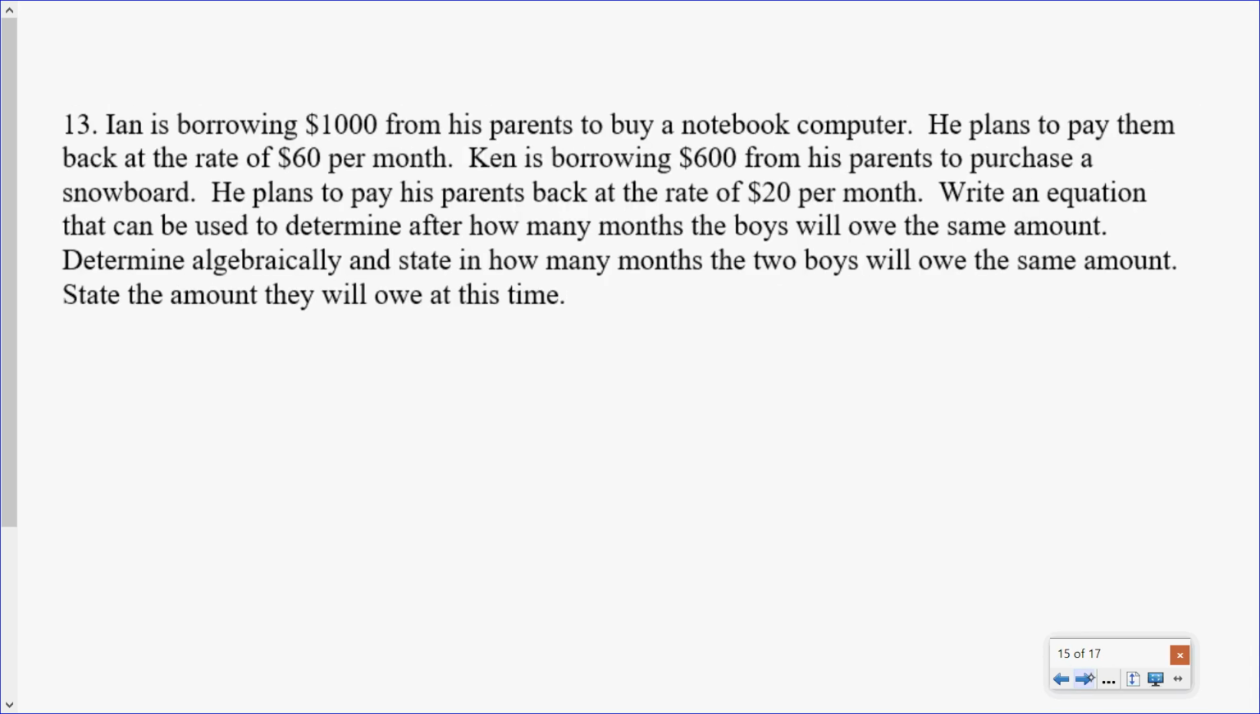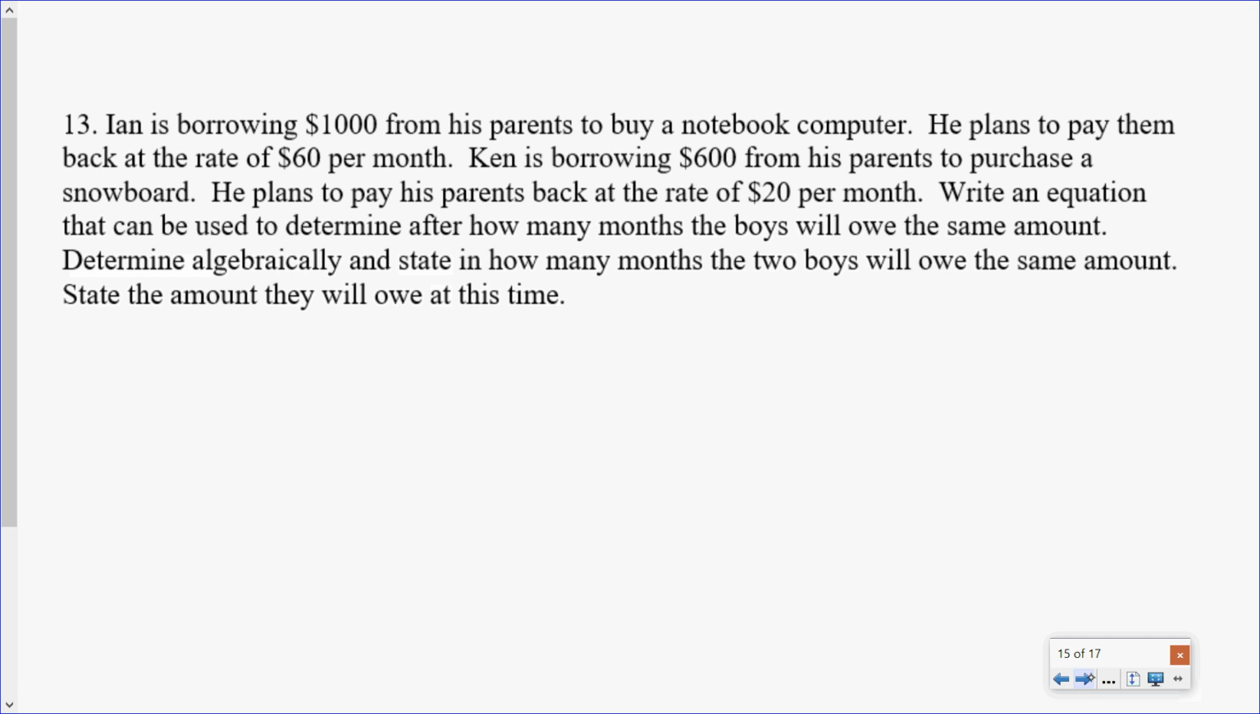Skip that one. Let's take a look at 13. Ian is borrowing $1,000 from his parents to buy a notebook computer. He plans to pay them back at the rate of $60 per month. Ken is borrowing $600 from his parents to purchase a snowboard. He plans to pay his parents back at the rate of $20 per month. Write an equation that can be used to determine after how many months the boys will owe the same amount.